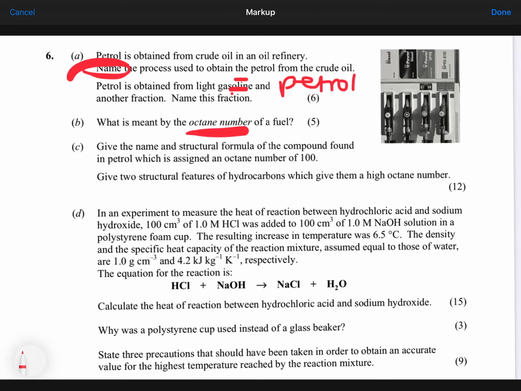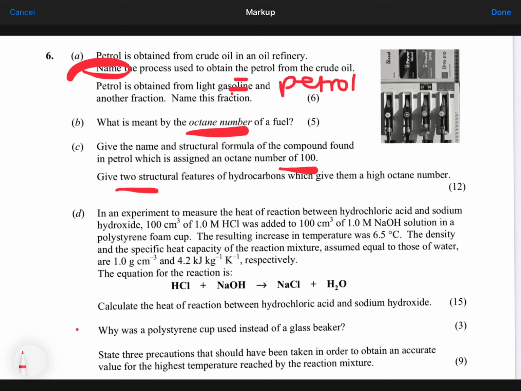So naphtha. Your definition of octane number, well, octane number is the tendency of fuel to resist knocking, and remember that it's based on a scale where 2,2,4-trimethylpentane is assigned a value of 100 and heptane a value of 0. Then they asked you for the name, that's your 2,2,4-trimethylpentane, and you should be able to draw the structure. Two structural features of hydrocarbons that give them high octane numbers, well, short chained, highly branched, or maybe containing cyclic structures. Now, I'm going to go to the show me board to do the calculation there, but let's do the theory first before I move on.